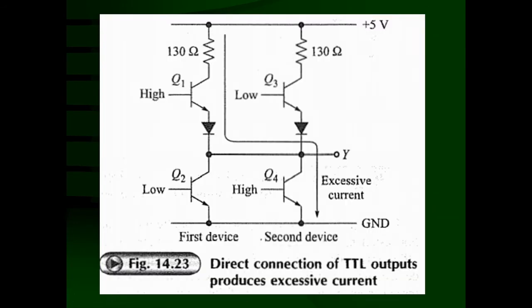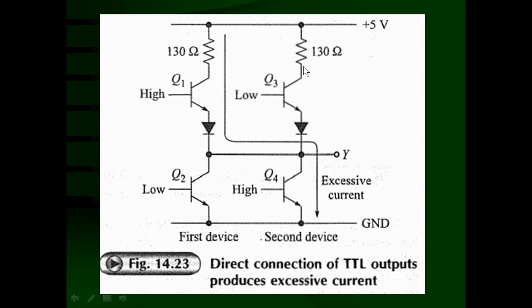We'll understand this circuit. This is one output stage of one TTL device: 130 ohms, transistor Q1, diode D1, and transistor Q2. Consider that this output is going to be high. So here the high voltage is going to be there. That means the upper transistor is conducting. This is working as emitter follower Q1 and it is conducting. The lower transistor is not conducting. It is disconnected from the ground. You can consider it that way.